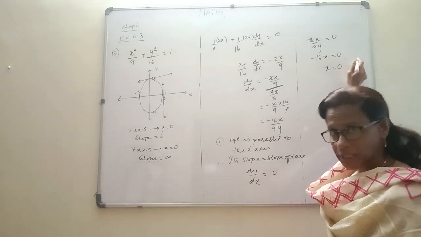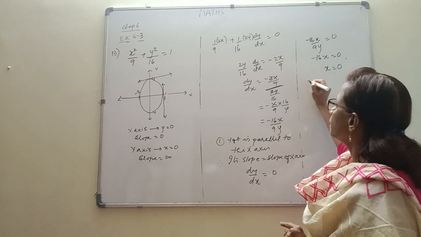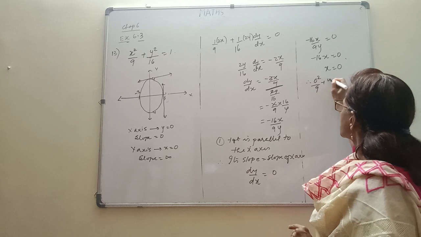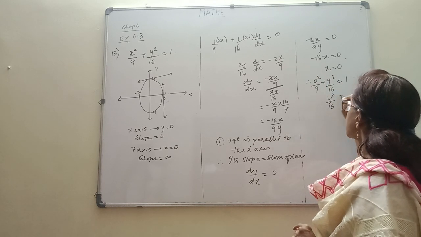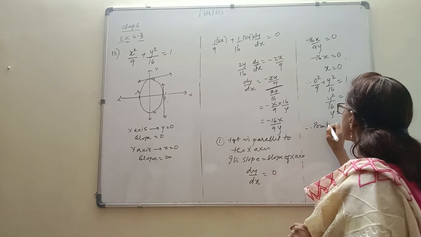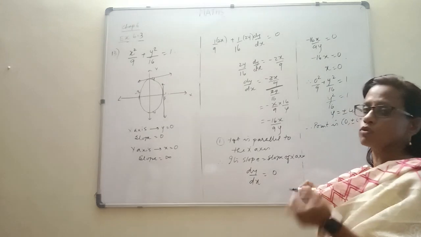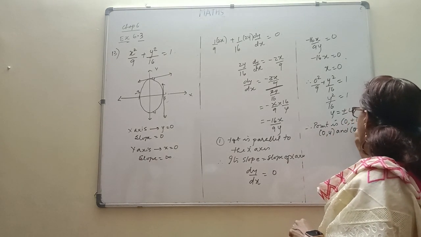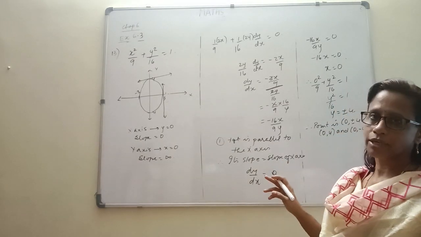They have asked us to find the point. Since we know x is 0, we can find the point. If x is 0, therefore 0 squared by 9 plus y squared by 16 is 1. This part is gone. So y squared by 16 is 1. y is plus or minus 4. Therefore, the points are 0, 4 and 0, minus 4. These are the 2 points. So that was for the first sub question where the tangent is parallel to the x-axis.